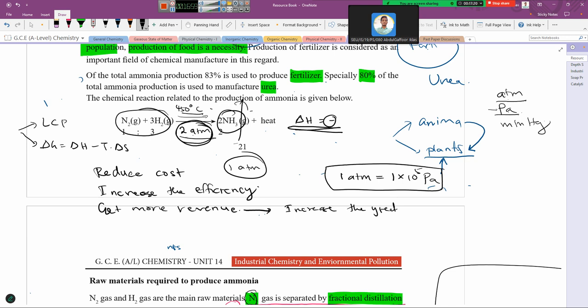But you see we are using only 2 atm, and they are not using 5 atm. Why? If you use 5 atm, definitely you can produce more ammonia. Because economically that is not viable. Economically that is not viable, and it is unsafe, yes definitely, because it's explosive, right? And the cost is high.